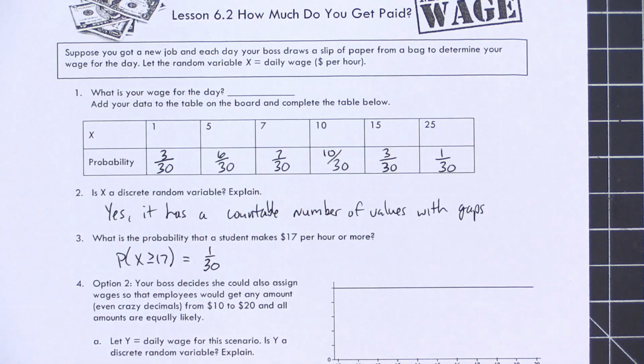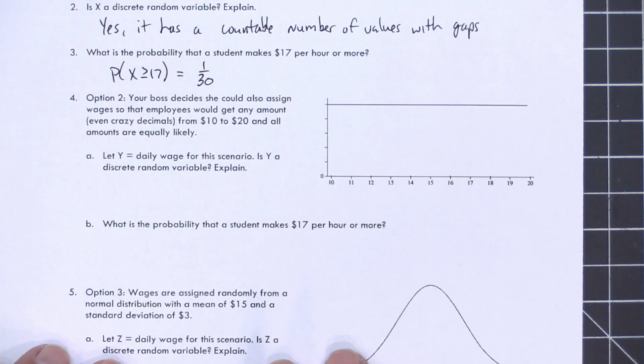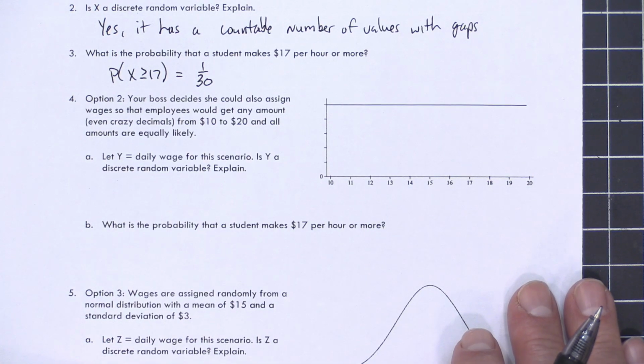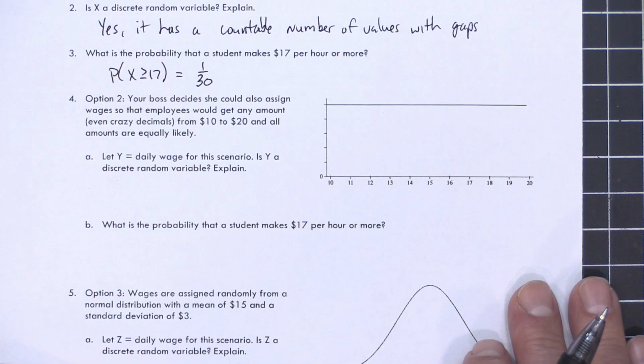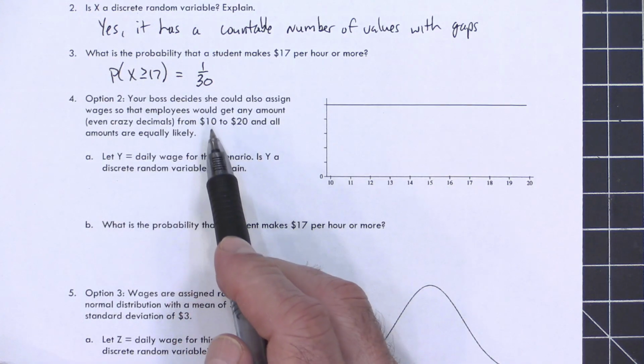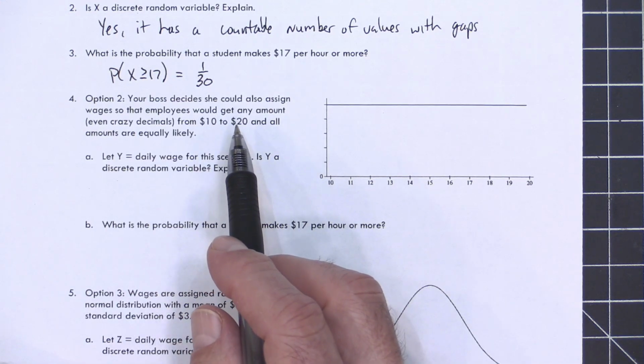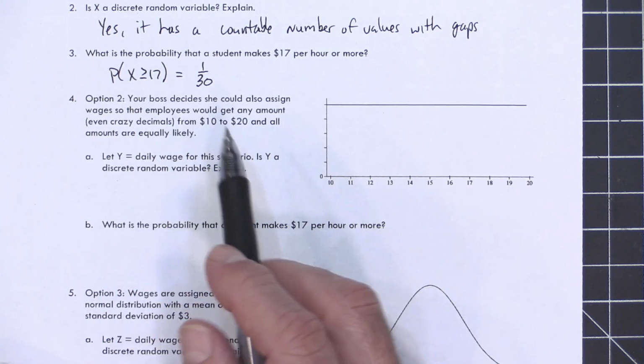Okay. So option 2 now says your boss decides she could assign wages so that employees can get any amount, even crazy decimals, like, I don't know, $6.70 or $6.67 an hour, right? From $10 to $20. I was just kidding, I guess. From 10 to 20. And all of those amounts are equally likely. Okay. So you can make $10, $10.01, $10.20, $19.99. All of those are possible.